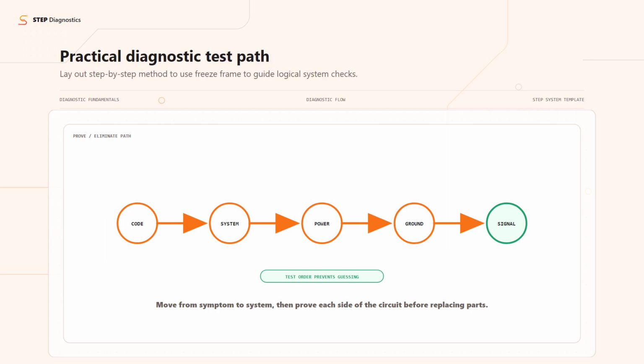Start with the freeze frame snapshot. What was the engine doing? Use that to recreate the fault condition if possible. Then verify power, ground, and signal right at the ECU and at the sensor. Only after checking these should you move to part testing or replacement.